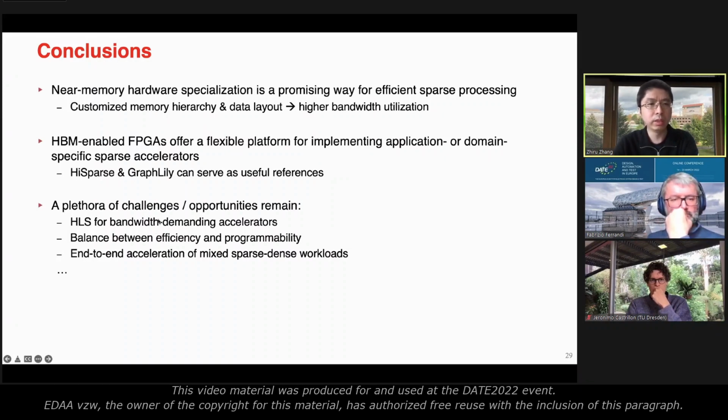There are still many interesting challenges. Like I mentioned, the HBM for this kind of bandwidth-demanding accelerator, how we can further increase the programmability without hurting efficiency too much, and also how we can handle end-to-end acceleration from even higher-level programs like DSLs. These are some of the things that we're working on, and I'll be happy to chat.